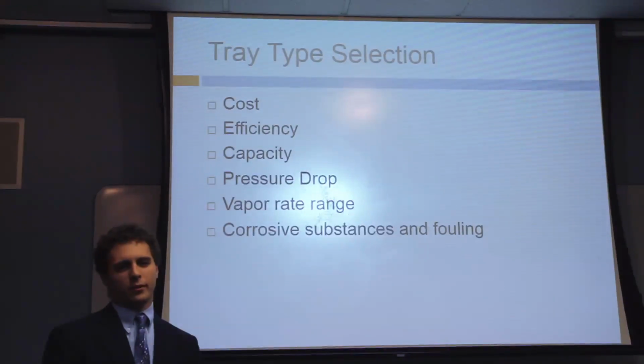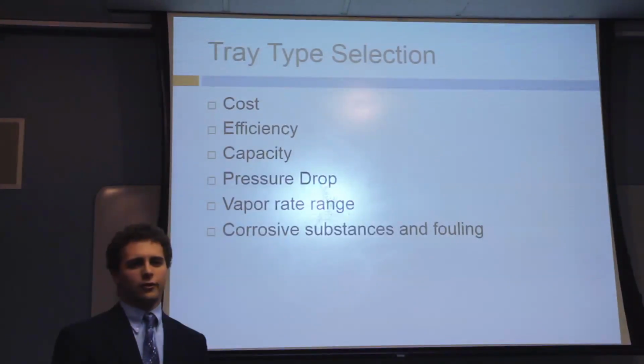Pressure drop can be important with low pressure distillation processes. Sieves have the lowest pressure drop per stage, followed by valves being a little higher, bubble caps having the highest pressure drop. Vapor rate range is one of the most important factors.